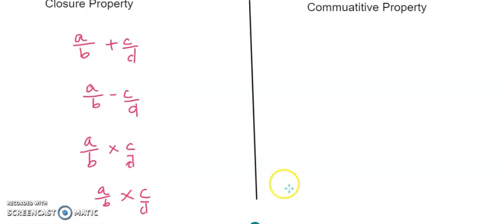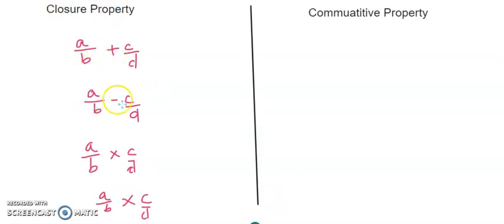So what did we talk about? We said that closure property for addition, subtraction, multiplication, division is applicable. Means when you take any two rational numbers, you add them, you multiply them, you divide them, or you subtract them, the end result or the answer that you get is also a rational number. That was the first thing which we saw.